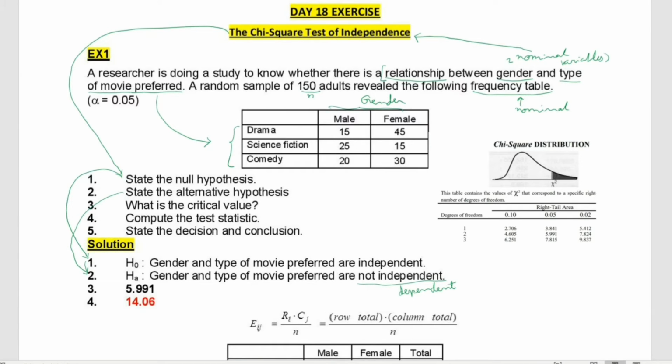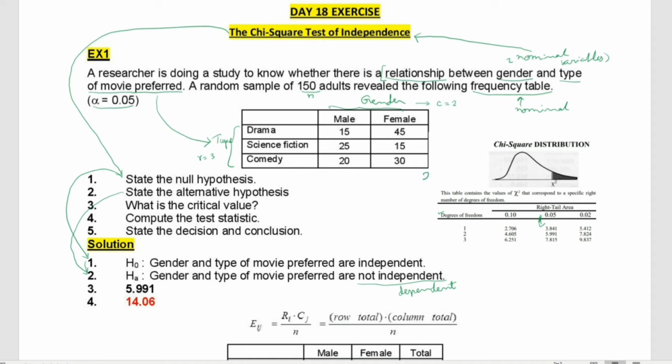Question number 3. What is the critical value? The critical value depends upon alpha, the level of significance, here in the second column, and degrees of freedom. Degrees of freedom: the column variable gender has two values, so we write small c is 2, the number of columns. The type of movie preferred variable has three values, three rows, so small r is 3.